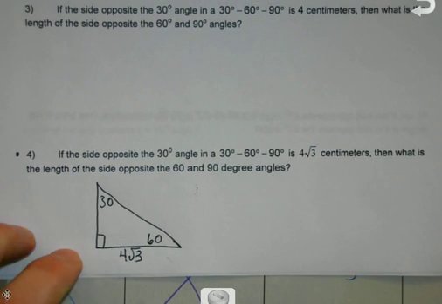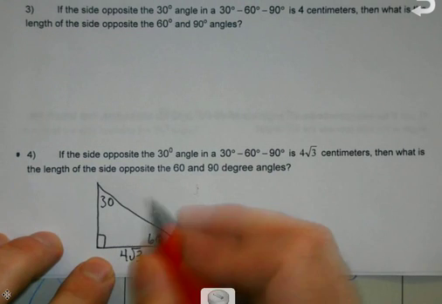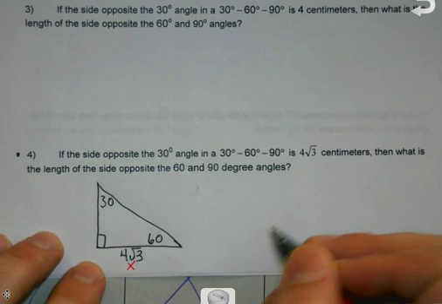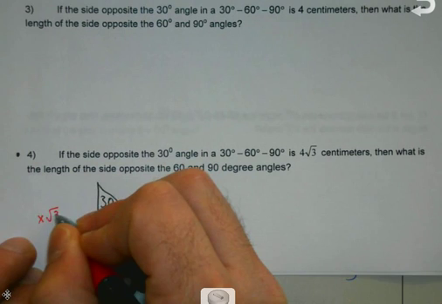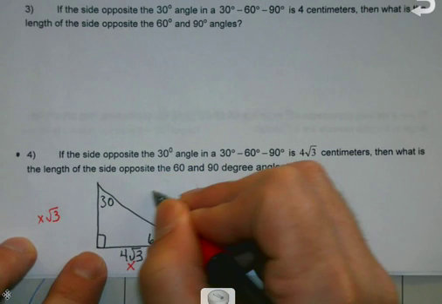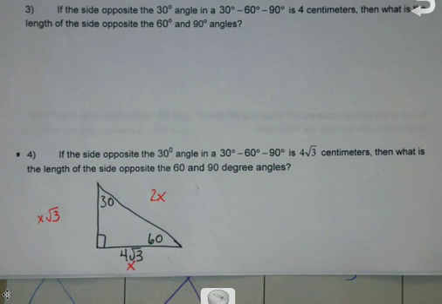What is the length? I'm supposed to find the 60 and the 90. Opposite of this 30 is x. Opposite my 60 is x square root of 3. And my hypotenuse is 2x. Again, I would use a different color for that, just so it stands out to me on what everything's doing.